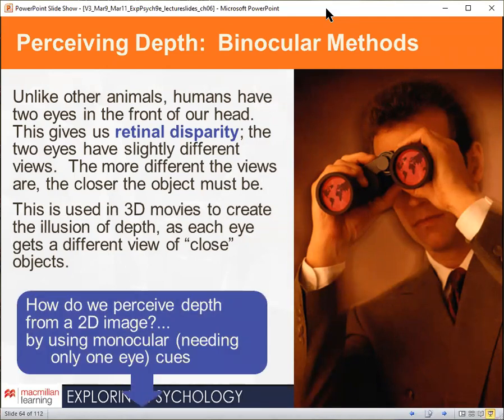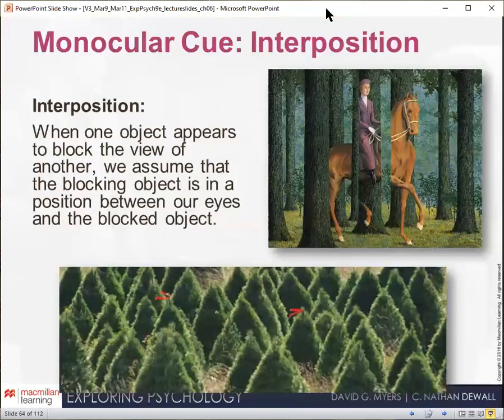So how do we perceive depth from a 2D image? By using monocular, needing only one eye, cues. And we can do that too. So we don't require both eyes in order to ascertain depth. It's much easier in many ways, but we can get the same type of information about depth based on one eye or monocular cues. Here are a few here.